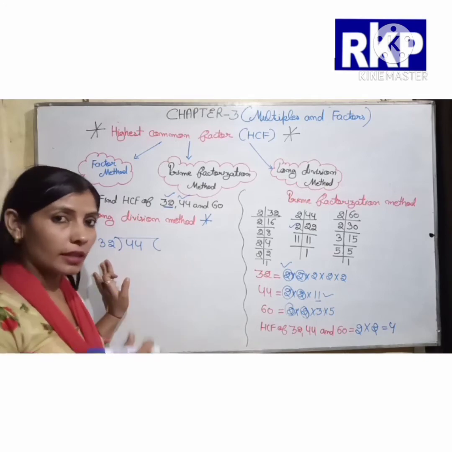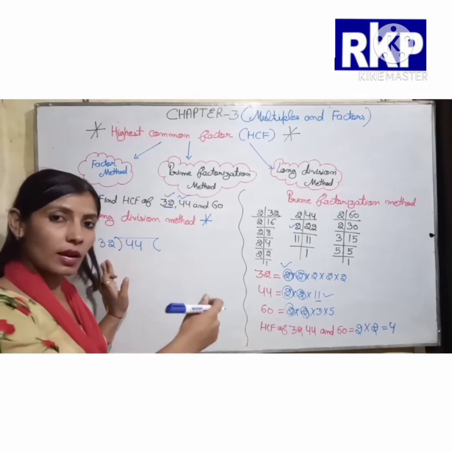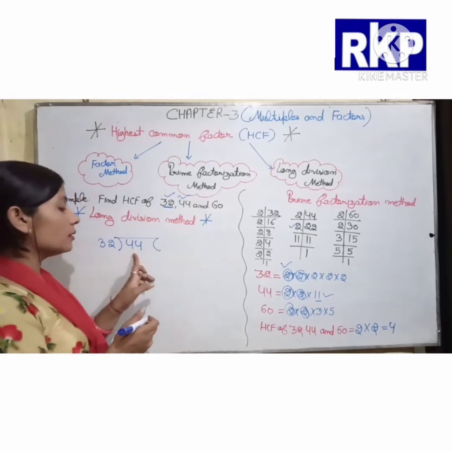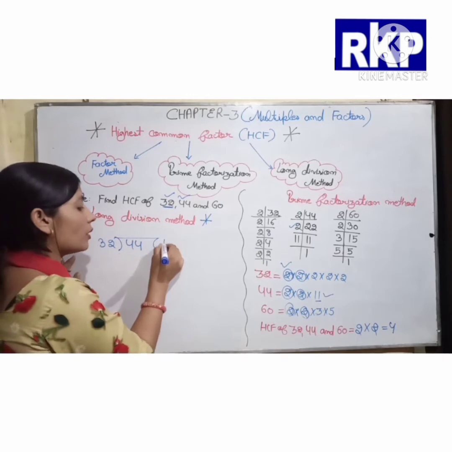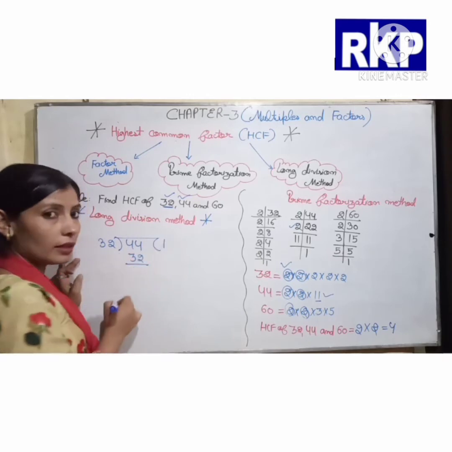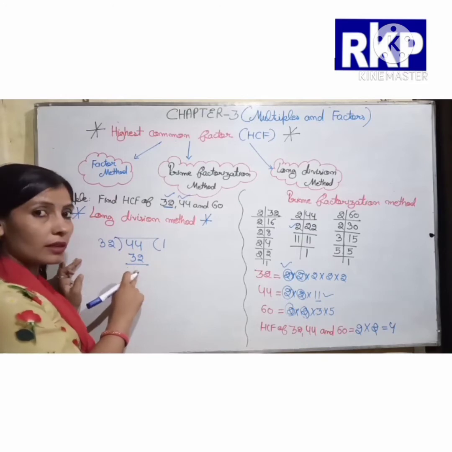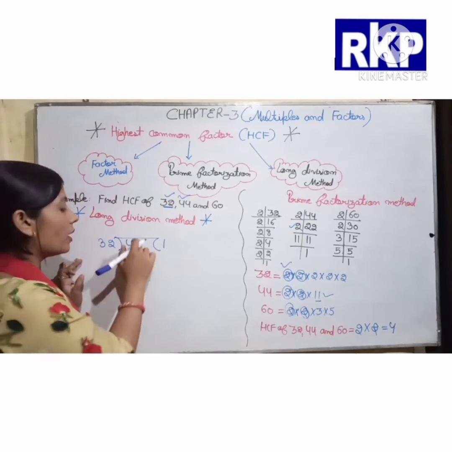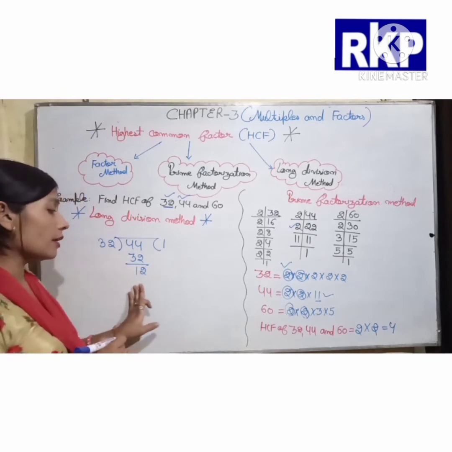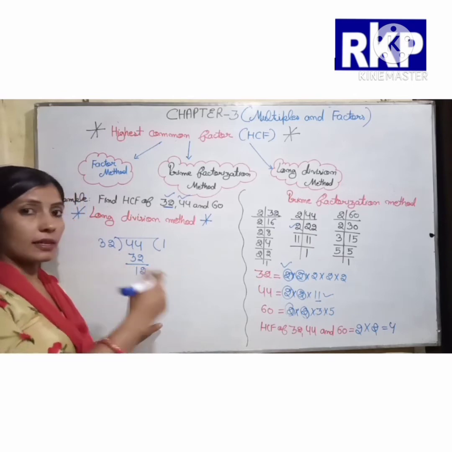32 1 jar 32. Okay, 32 2 jar 64, and 64 will be greater than 44. So here we have to write only 1. 32 1 jar 32. Now we have to subtract 32 from 44, and when we subtract we will get here 12. Now beta, what is the next step?